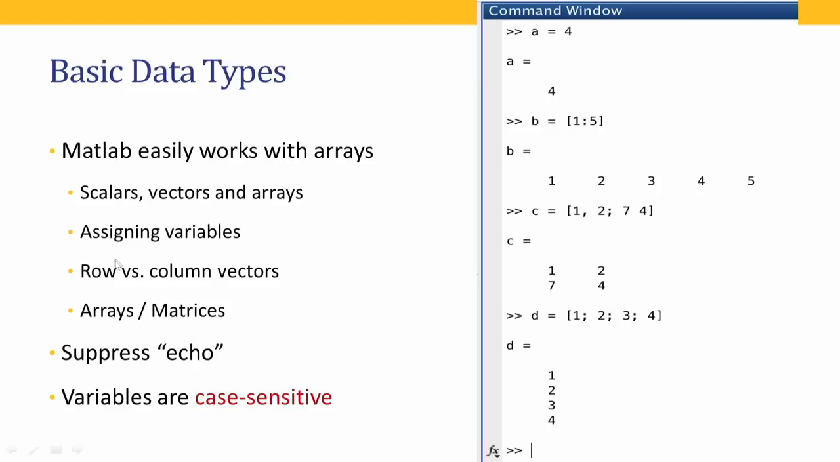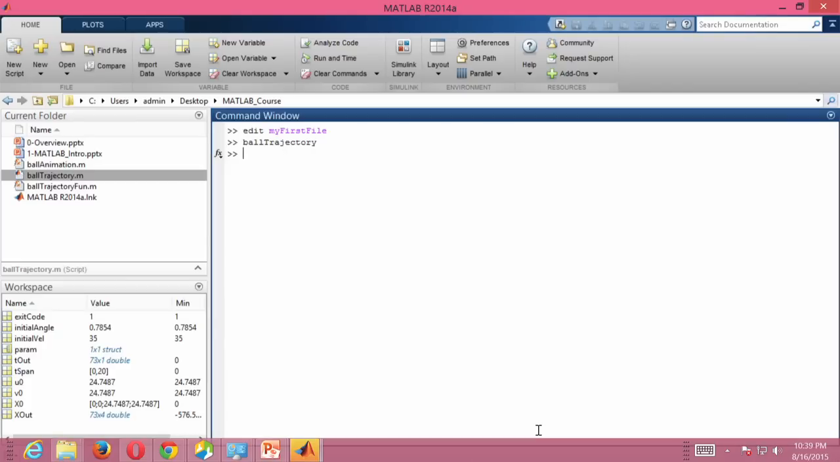MATLAB again we are going to look at how to assign variables, how to assign scalars, how to assign vectors, how to assign arrays and matrices, and that is shown over here. A is a scalar, B is what is known as a row vector, C is a matrix over here, and D is what is known as a column vector. So, let us go and type these things in MATLAB and see how that works.